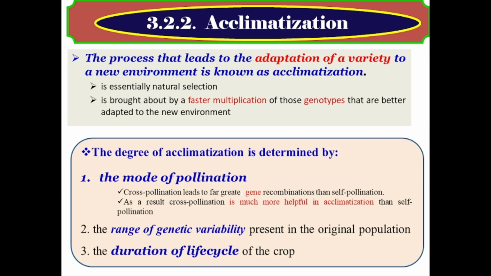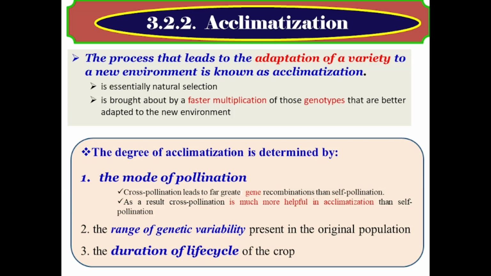There are also factors which determine the degree of acclimatization. These are 1. The mode of pollination. Cross-pollination leads to far greater gene recombination than self-pollination. As a result, cross-pollination is much more helpful in acclimatization than self-pollination.